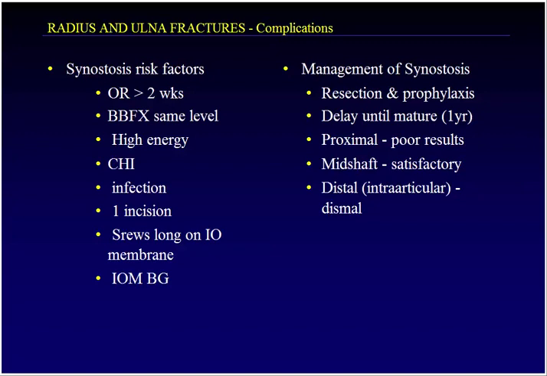The management of synostosis is to resect it, and then you have to do prophylaxis to keep it from reforming. You want to delay your resection until you think that the bone is mature, and that typically requires about a year out from the injury. Really, the results of treatment after synostosis resection are very poor. The only situation where you can obtain some improved functional results is in the middle third of the forearm. Proximal and distal synostosis really both have very poor prognosis.